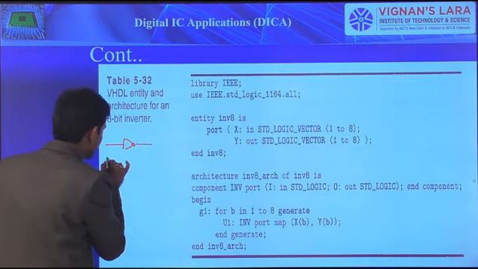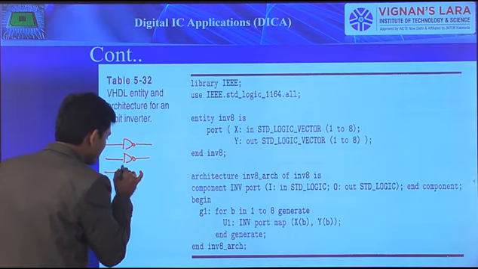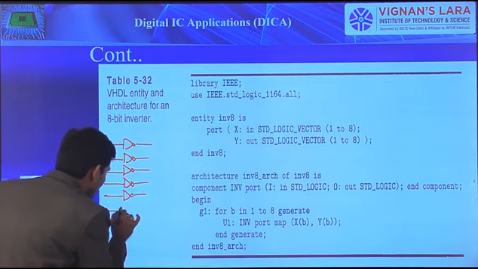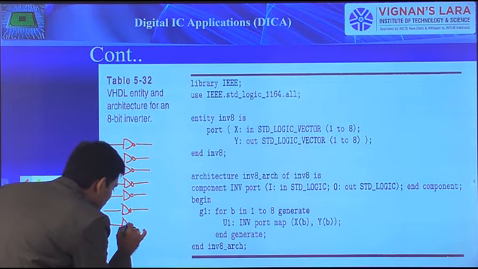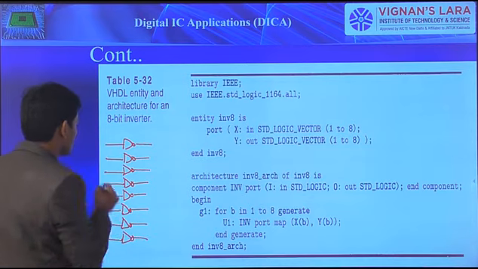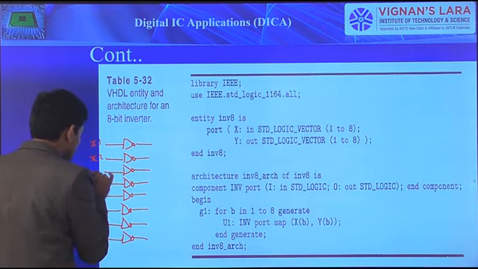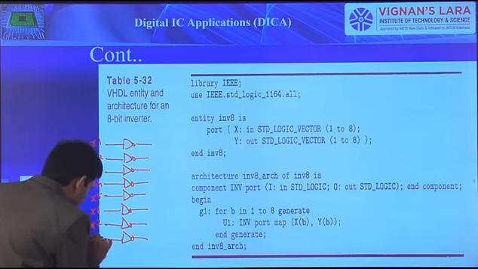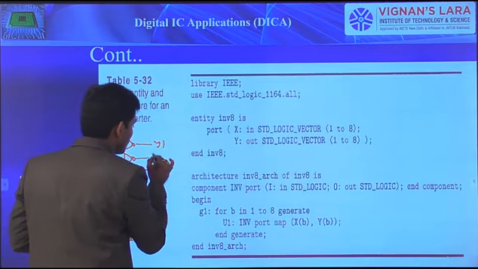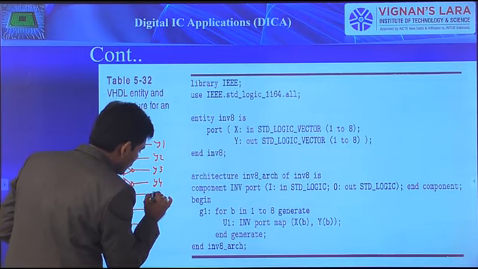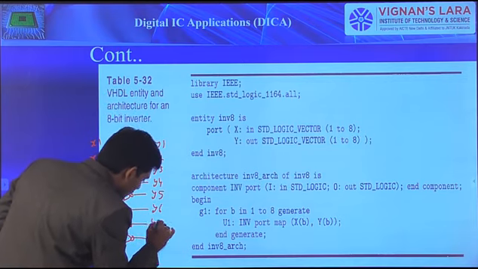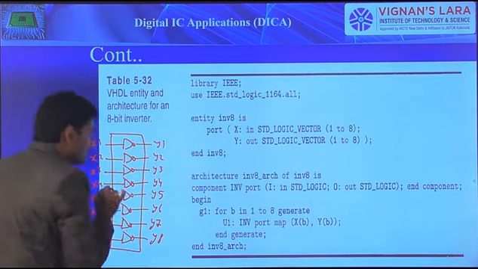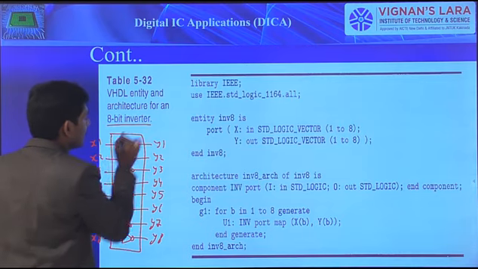So first inverter, second inverter, third inverter, fourth inverter, fifth inverter, sixth inverter, seventh inverter, and eighth inverter. Here I am mentioning the inputs as x1, x2, x3, x4, x5, x6, x7, x8, while for the outputs, y1, y2, y3, y4, y5, y6, y7, and y8. And here I am assuming this whole is a module, an 8-bit inverter. So this is an 8-bit inverter.